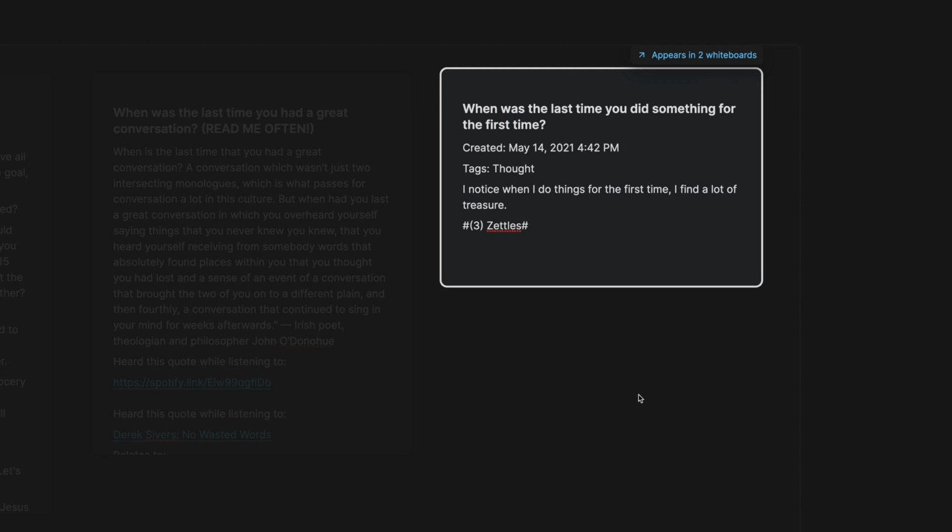So I can come back to this card. I can read the title. When was the last time you did something for the first time? And if it's been a while, I need to do something for the first time. I need to experience something new to wake my brain up, to spark ideas, to get those creativity muscles going.